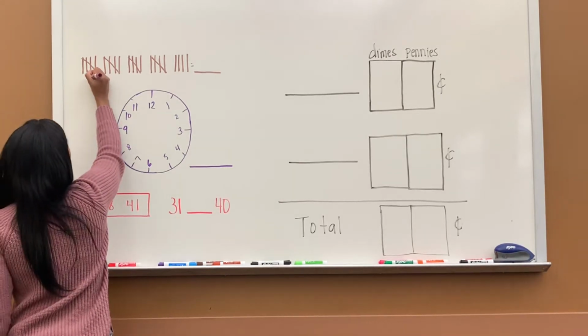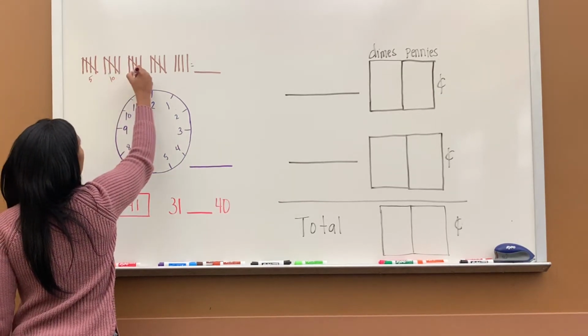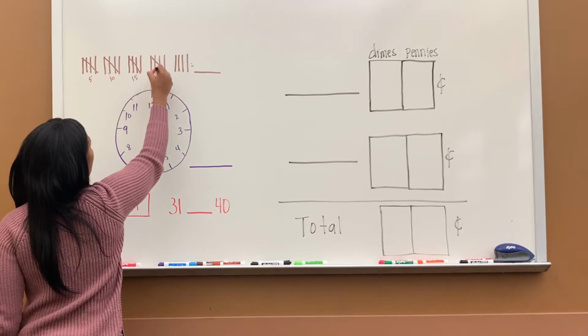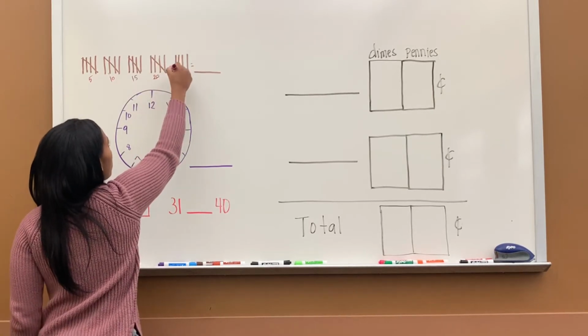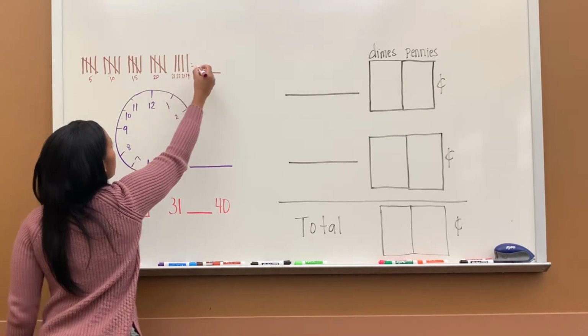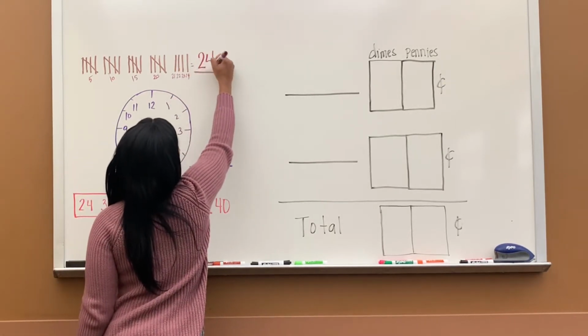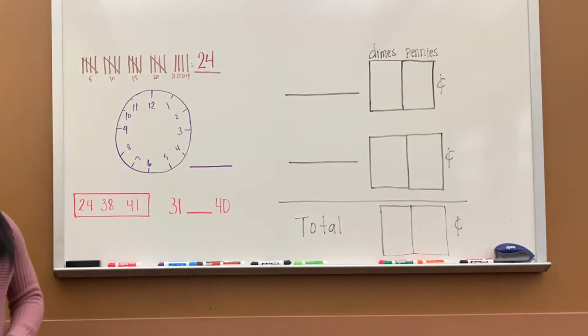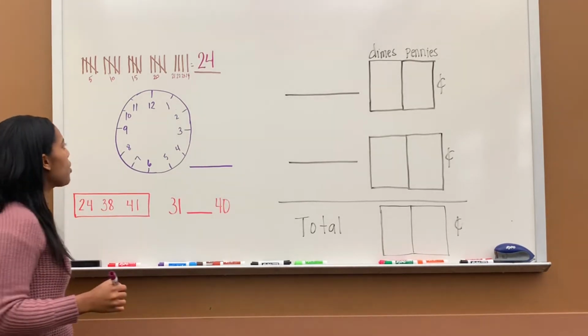So we have 5, 10, 15, 20. Now remember, we count these by 1s. 21, 22, 23, 24. 24 tally marks, okay? And also to tell time.